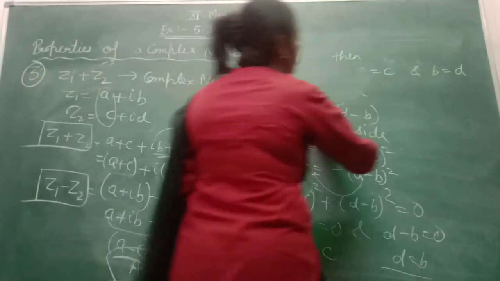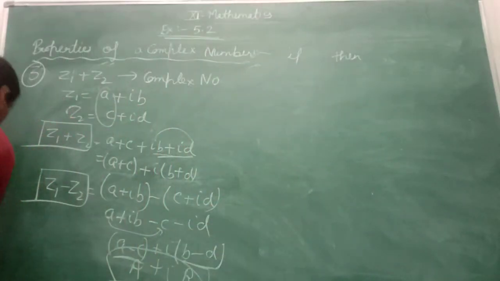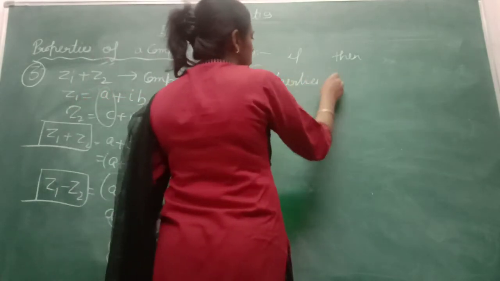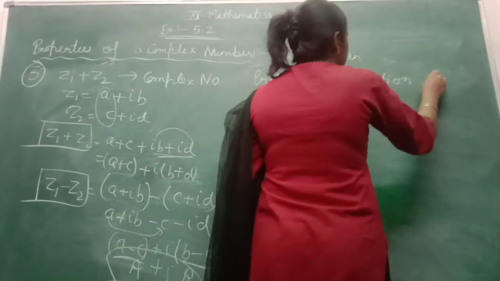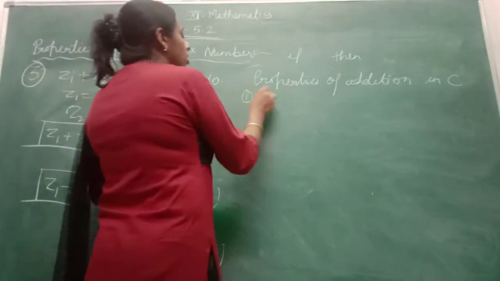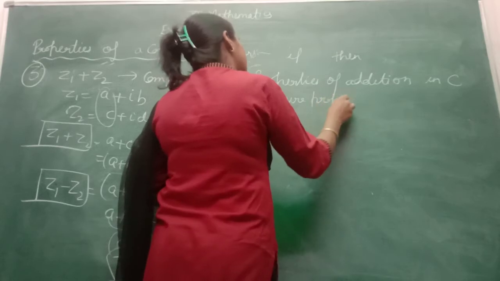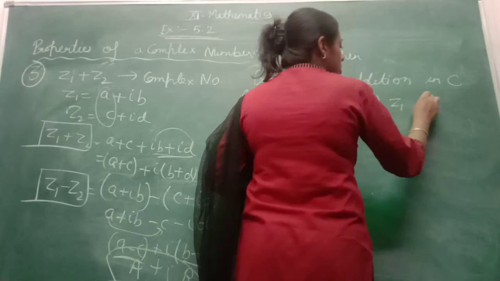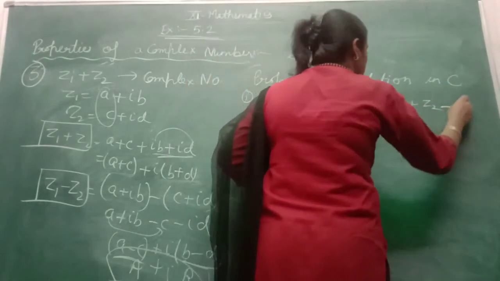Now come to the third property, the properties of addition over the complex numbers. First property is the closure property, in which you are seeing that if you are taking two complex numbers, their addition is also a complex number. Z1 and Z2, you are taking any two complex numbers, so their addition is also a complex number.